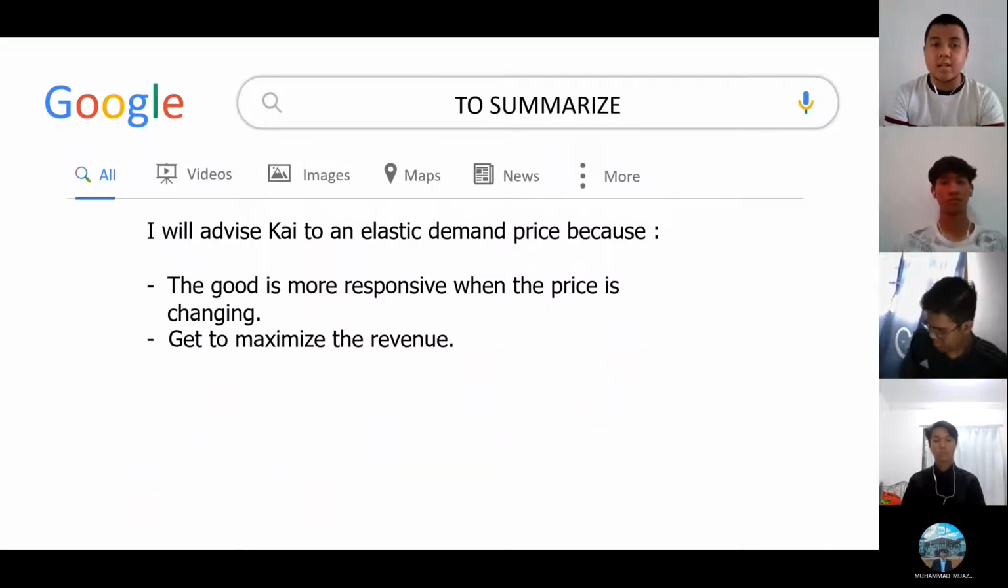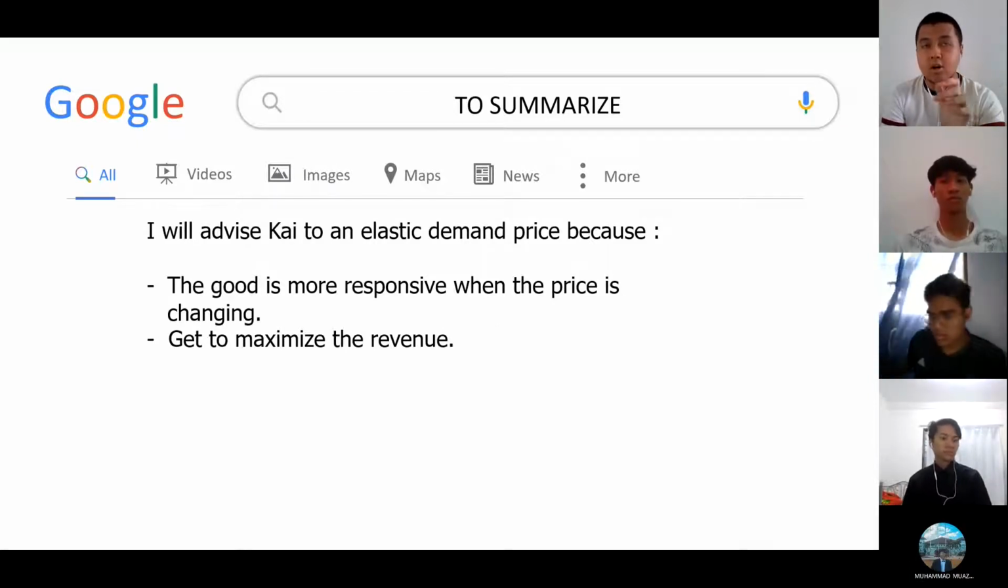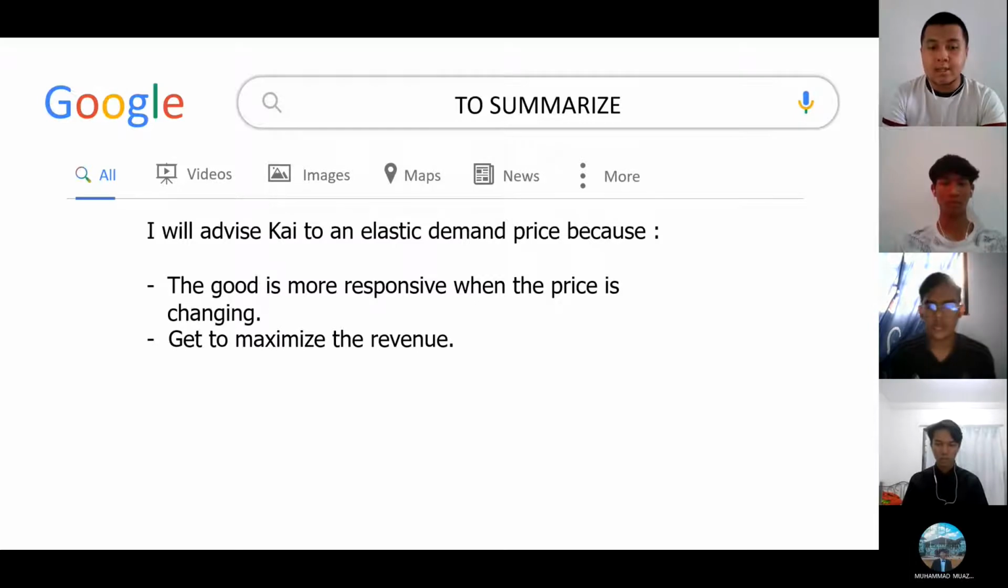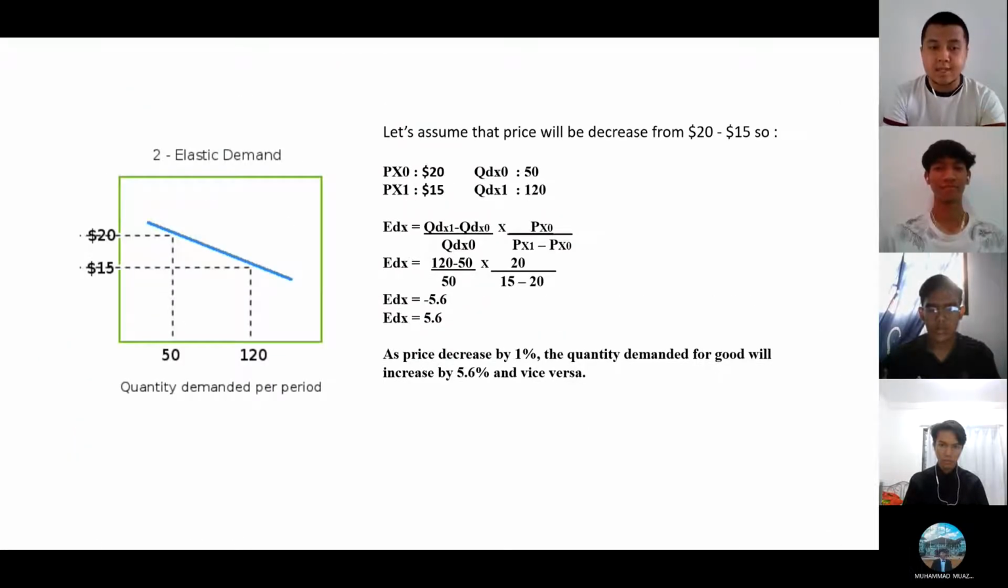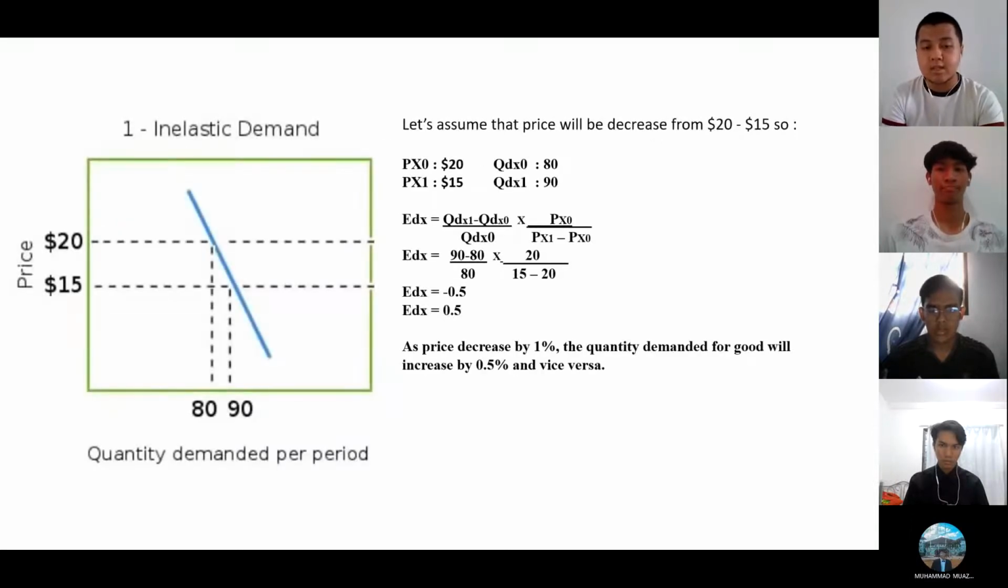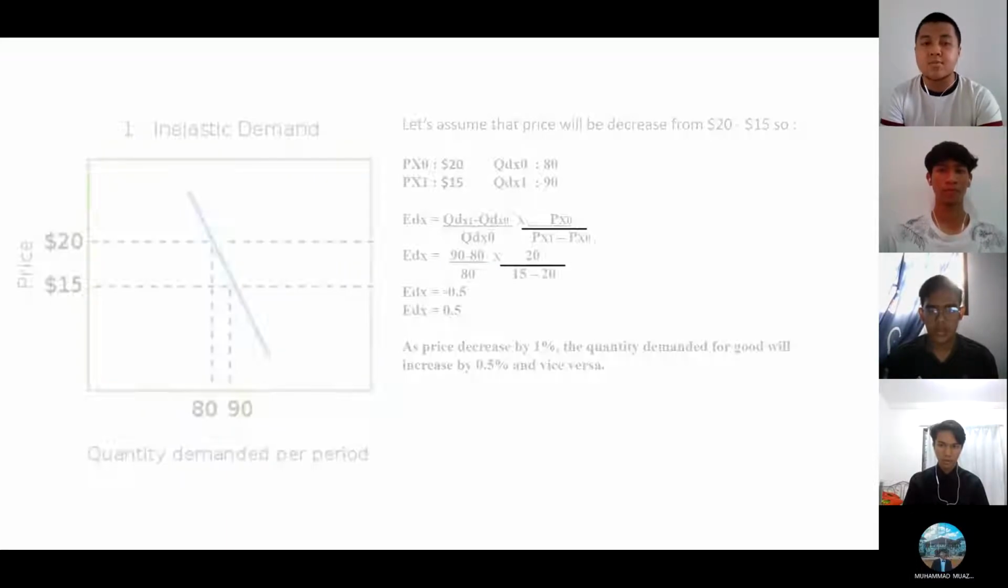Compared to elastic demand, even if the price decreases or increases a little bit, the quantity will change very much. As an example, you can see in the question that for elastic demand, when the price decreases from $20 to $15, the quantity demanded changed very much, from 50 to 120, an increase of 70 units. Compared to inelastic demand, where the price changed the same, from $20 to $15, the quantity changed just a little bit, from 80 to 90. So it just increased by 10. So it's not responsive too much.